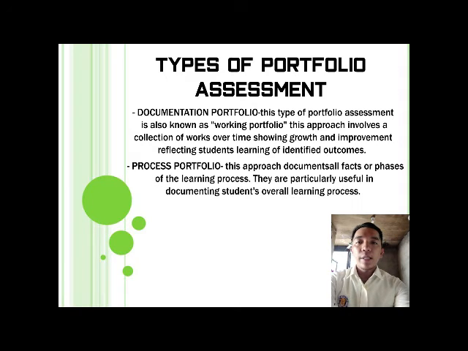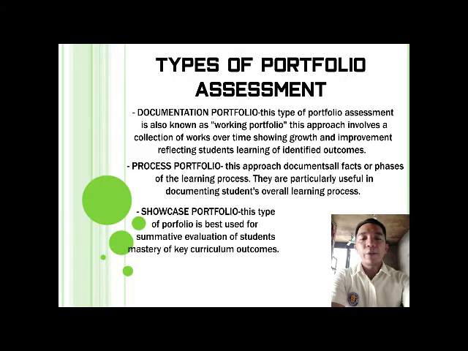The second one is the process portfolio. This approach documents all facets or phases of the learning process. They are particularly useful in documenting students' overall learning process. It can show how students integrate specific knowledge or skills and progress towards basic and advanced mastery.